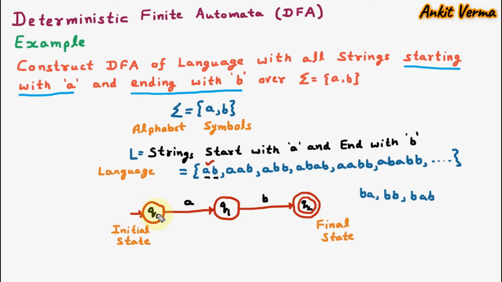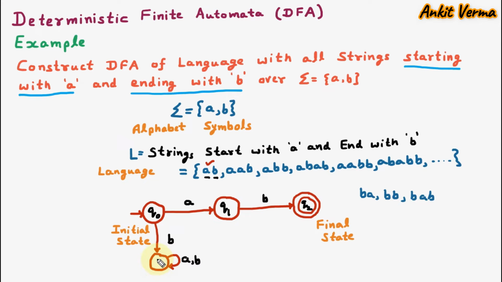When we are on Q0 and B comes, we are going to reject it. That means we change the state to the trap state, also called the dead state. For this dead state there is a self loop for further A and B. That means once we get this B, afterward if any A or B comes, we stay on the dead state.